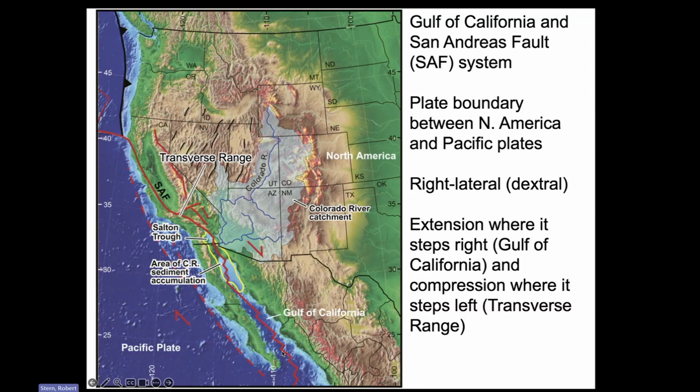And so what you can see is here we've got some right steps. So that is strongly extensional. And these steps are large enough that what actually goes on in there is you have short seafloor spreading segments. This is a very strongly transtensional system, which continues up into Southern California, and then it takes a left step.